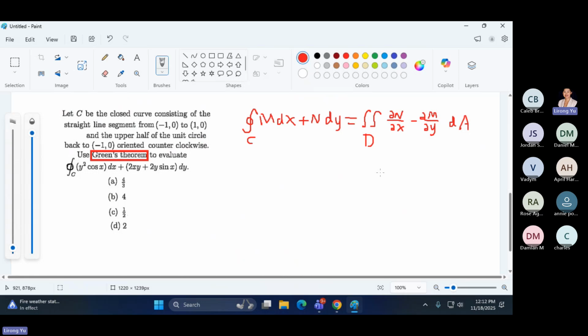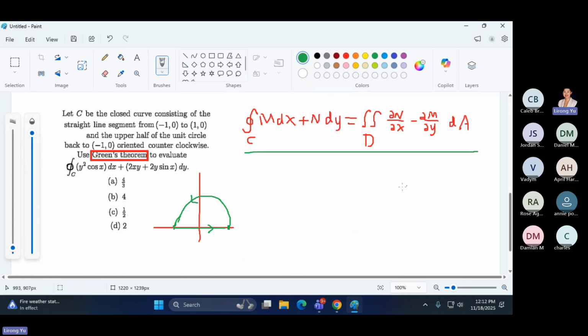Here we would definitely use polar coordinates because the integration region is a half circle, right? The curve goes starting from (-1, 0), all the way to (1, 0), and then through a half circle back to (-1, 0). You can see it's counterclockwise, so we can definitely apply Green's theorem. If it's clockwise, you may have to multiply the answer by -1.